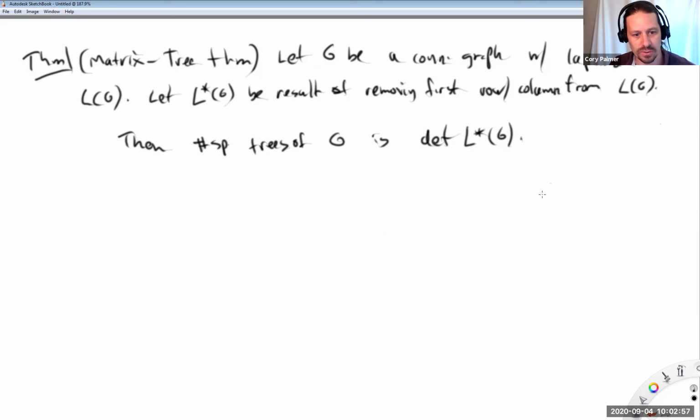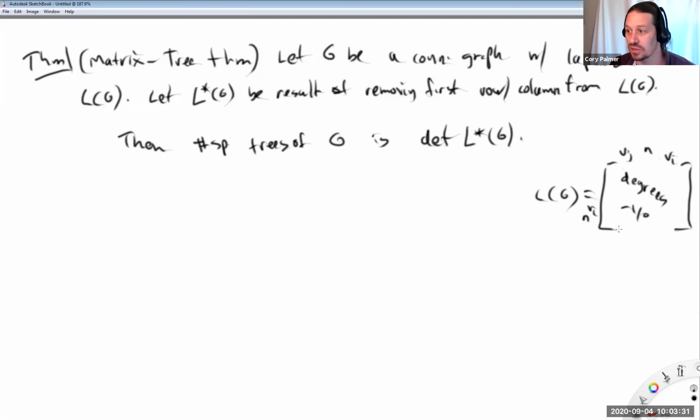Let's remind ourselves real quick what the Laplacian looks like. The Laplacian of a graph is an n by n matrix, n being the number of vertices of the graph. Along the diagonal are just the degrees. So the degree of vi is in the i-th diagonal entry there. And then all the other entries are either -1 or 0, depending on whether the corresponding vertices are adjacent or not. So vi, vj has a -1 in its coordinate if there's an edge, and a 0 otherwise. So this matrix is really easy to fill in, especially for the complete graph.